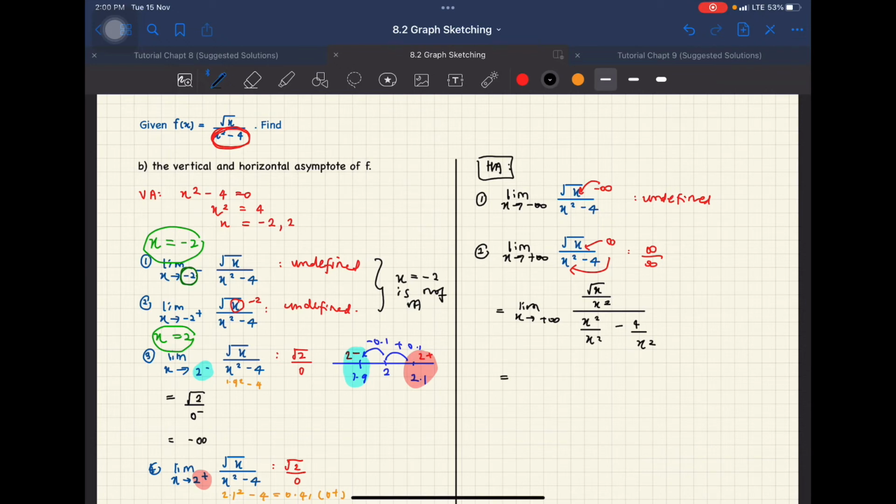Okay, so untuk yang bahagian atas ni, dia ada dua cara. Cara yang pertama, kita nak bahagikan square root of x dengan x square. So the idea is kita nak masukkan x square ni dalam square root tadi. Kita nak masukkan x square inside the square root. So macam mana, how in the world can we masukkan this into a square root?